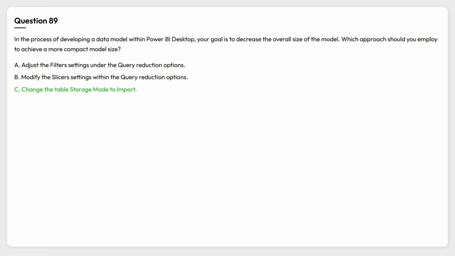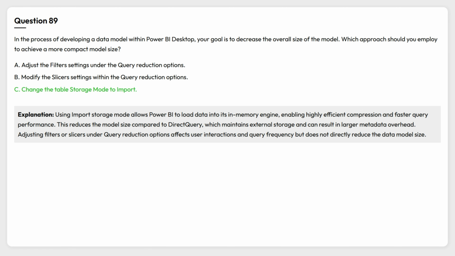The correct answer is option C. Change the table storage mode to import. Using import storage mode allows Power BI to load data into its in-memory engine, enabling highly efficient compression and faster query performance. This reduces the model size compared to direct query, which maintains external storage and can result in larger metadata overhead.